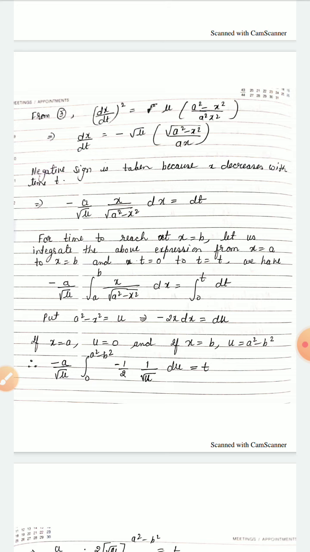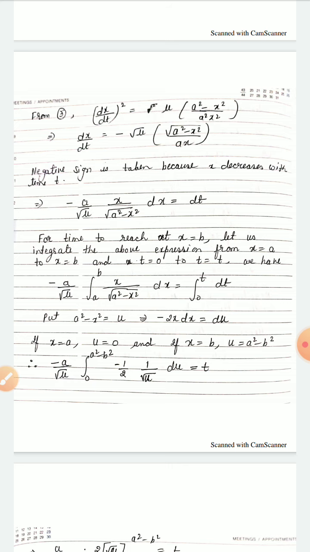Now we have to calculate the time to reach the point distant b. So for the time to reach x is equal to b, let us integrate the above expression from x is equal to a to x is equal to b and t is equal to 0 to t is equal to t. We have minus a by under root mu integration a to b x by under root a square minus x square dx is equal to integration 0 to t dt.